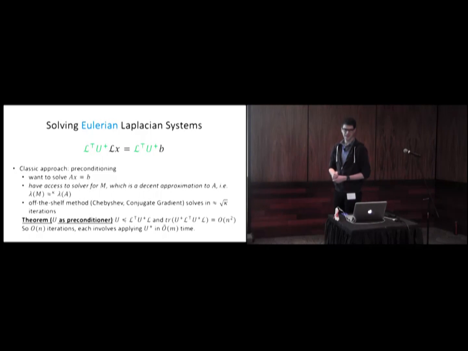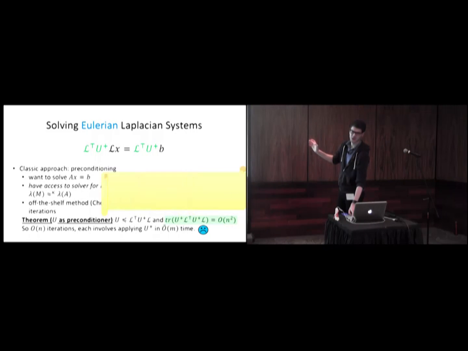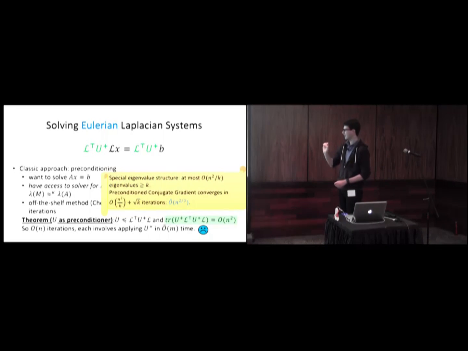But this gives us running time order n times m, and it doesn't look like we made much progress. But it turns out that this statement is actually much stronger, because it says something much stronger about the eigenvalue structure of that matrix. Namely, we don't have way too many large eigenvalues. And because of this, preconditioned conjugate gradient actually does much better. It gives us a solution in n to the 2/3 iterations.